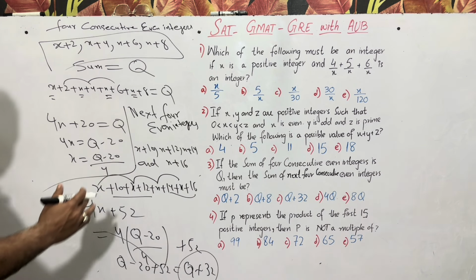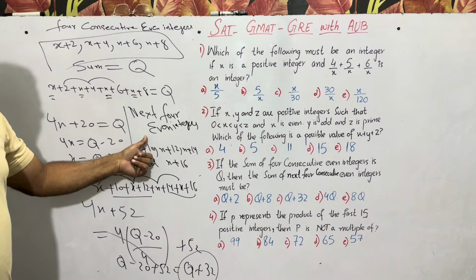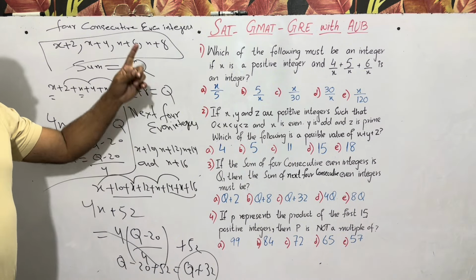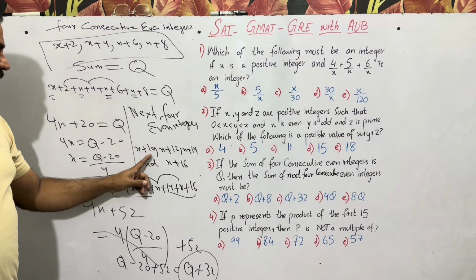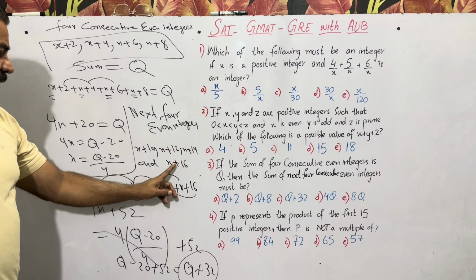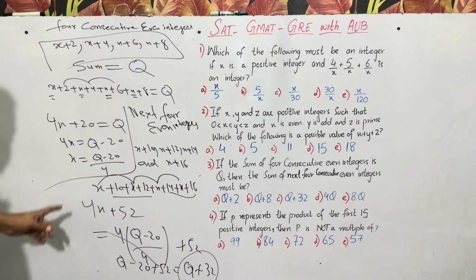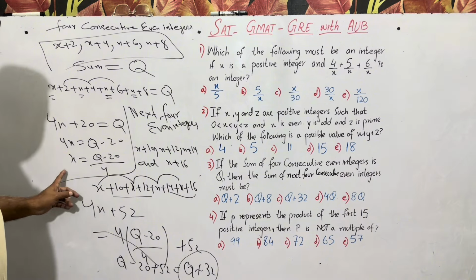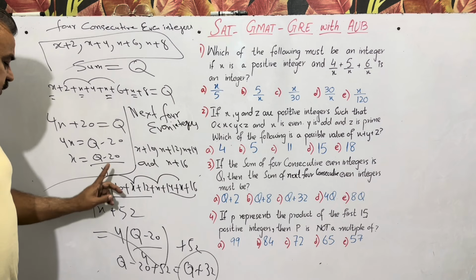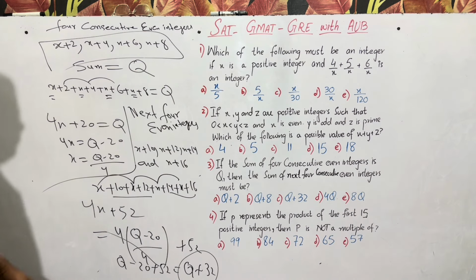We are asked to find the sum of the next 4 even integers. They are x plus 10, x plus 12, x plus 14 and x plus 16. Add them up and plug in the value of x, that is q minus 20 over 4. It will give us q plus 32.